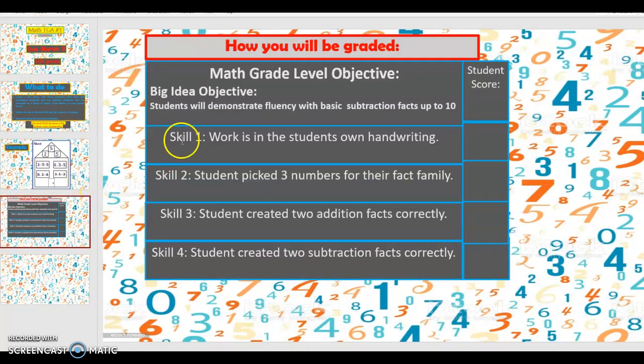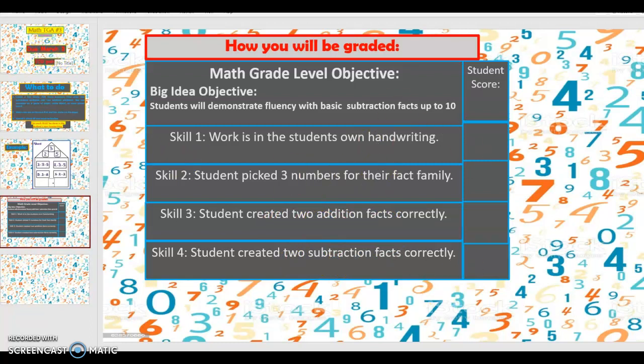All right, this is how you'll be graded. Make sure it's in the kid's own handwriting. You've got to pick those three numbers for their fact family. And remember, you've got to have two addition facts and two subtraction facts, okay? So that's how it will be graded.